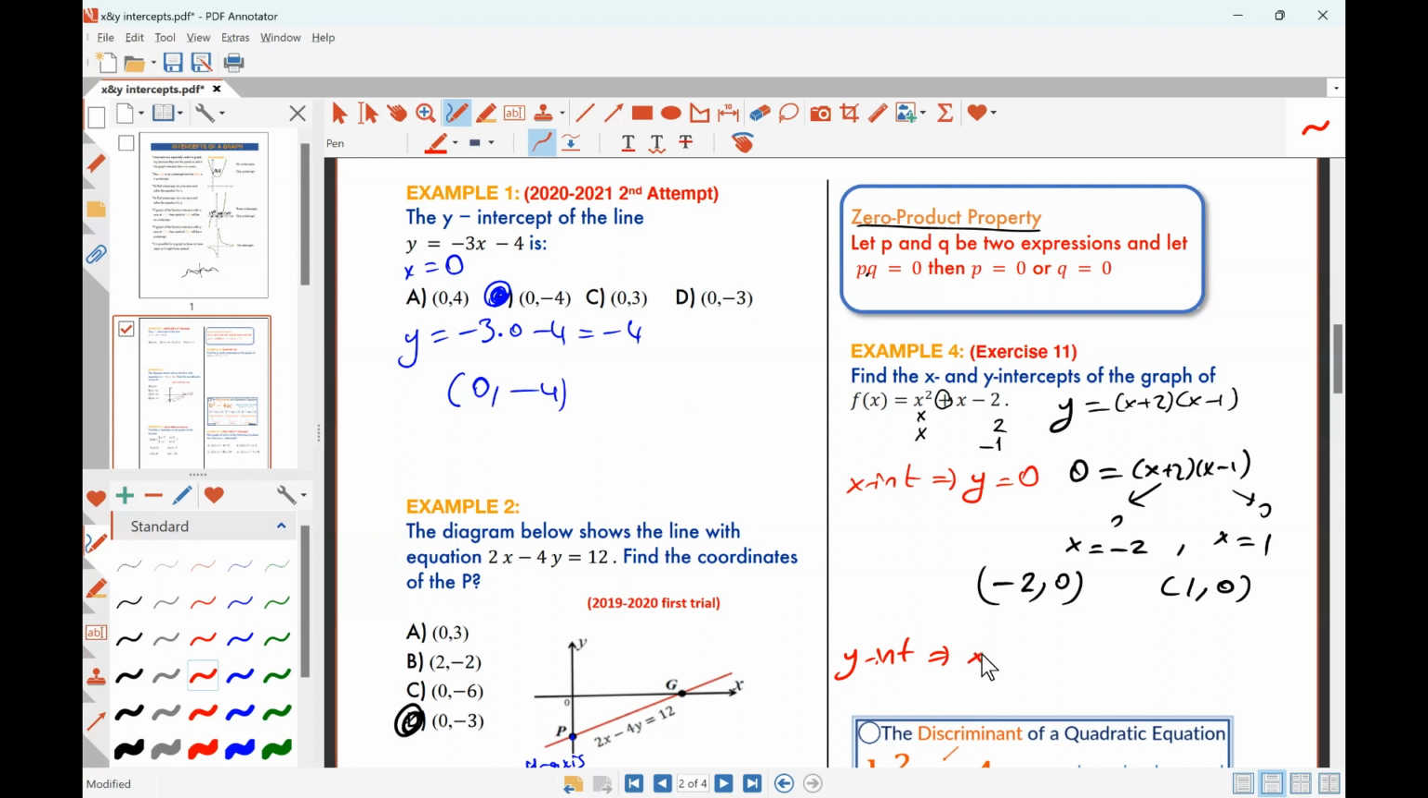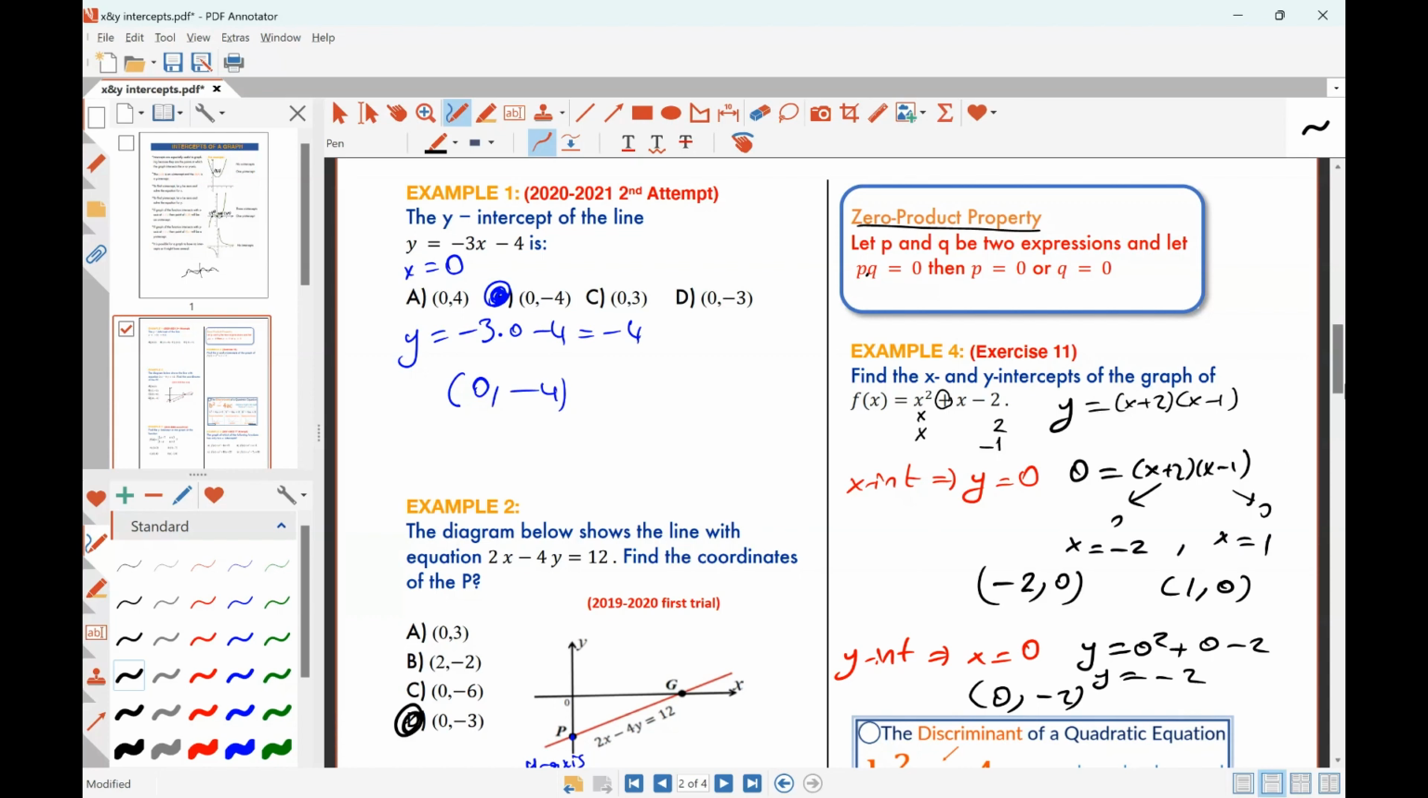The y-intercept is easy. Let x be 0. You can use the original equation or the equation that you rewrote. y is equal to 0 squared plus 0 minus 2. So y equals minus 2. Combine these two: your x component is 0, and your y component is minus 2. So (0, minus 2) is the y-intercept. Those two are the x-intercepts. And this is exercise 11 in the book.